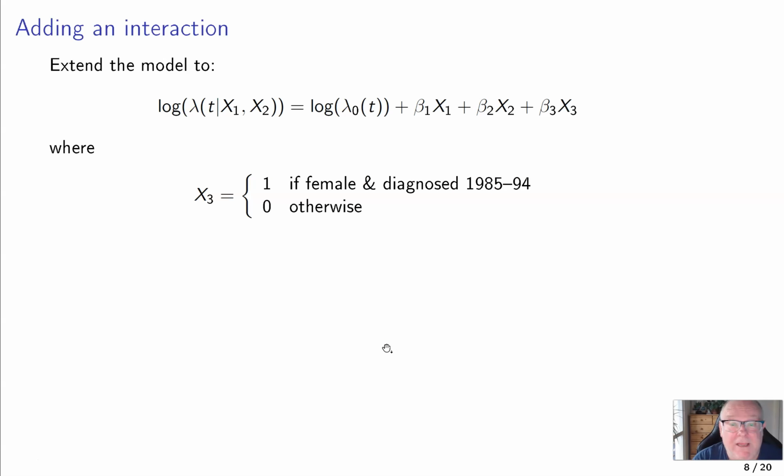Now what we're going to do is add an interaction between sex and period. So we're going to create an additional explanatory variable x3, which is the product of x1 and x2. This variable will take the value 1 if you are both female and diagnosed in the later period. So if the sex variable is 1 and the period variable is 1, the interaction term takes the value 1. Otherwise, the interaction term takes the value 0.